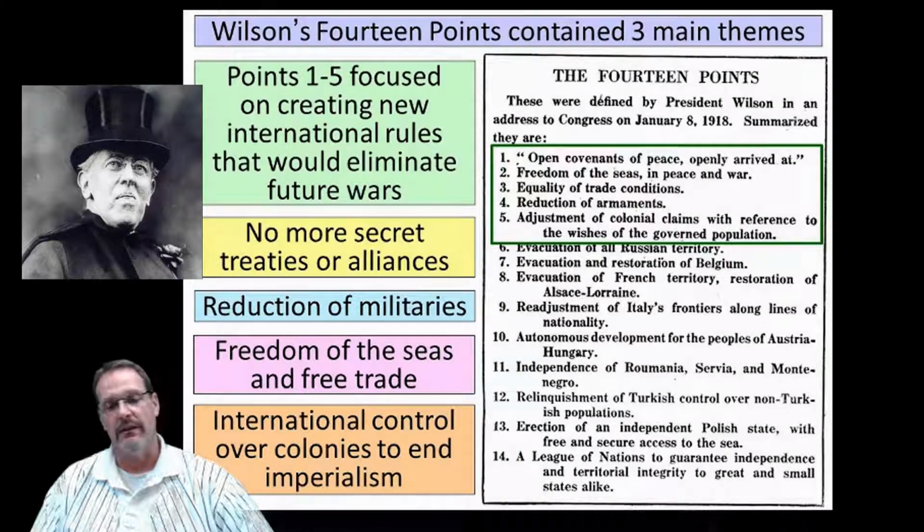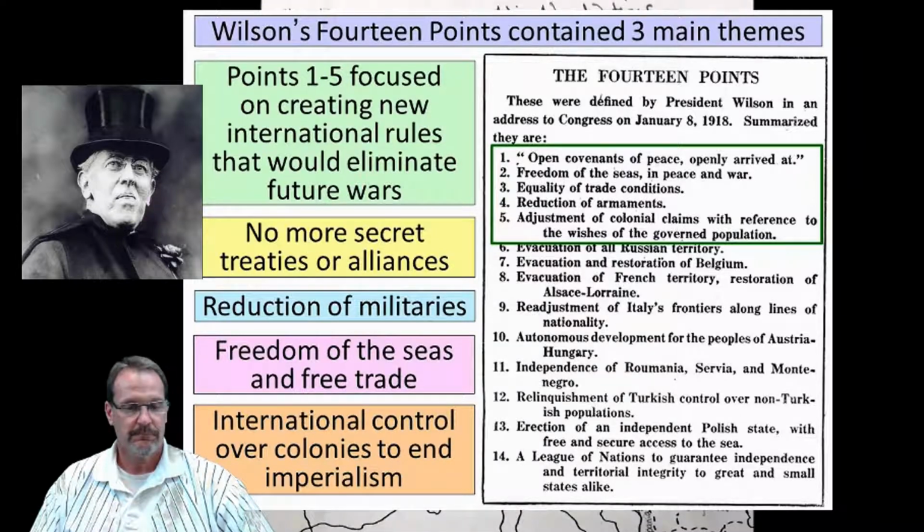It comes down to the end of the war, the post-war European map. I'm going to go ahead and open it up to there. So there's Wilson's 14 points.